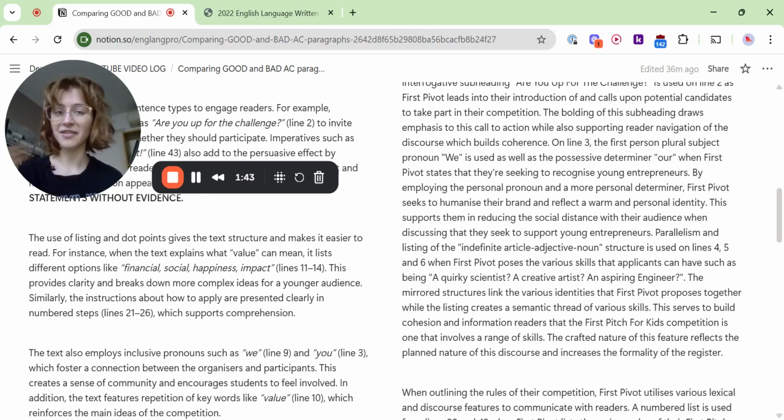Parallelism and listing of the indefinite article adjective noun structure. So I would say that the using of word classes in indefinite article adjective noun structure is superfluous and they don't need that. That's because indefinite article adjective noun is not the most salient part of this feature. The more salient part is the parallelism and the listing. They already said the features. They don't need to say what word class each word is. That's just going over the top and it's going to waste your time because it takes a little while to work out what each word is in terms of word class. And it just doesn't add anything to what it does as parallelism and listing.